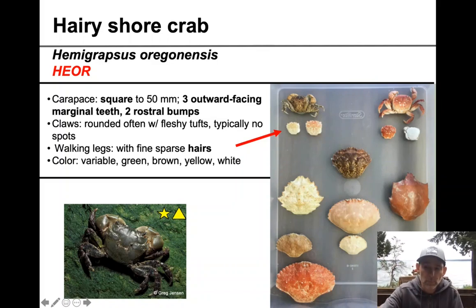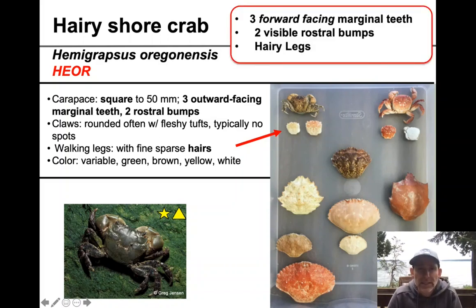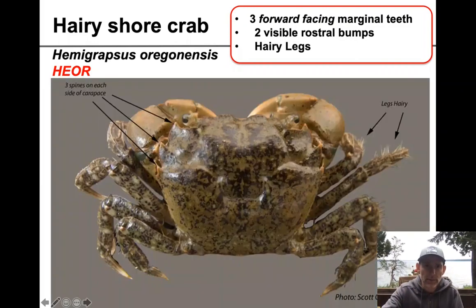So how do you identify them? Well, first of all, they're not very large, but they can be easily distinguished from European green crab because they have 3 forward-facing marginal teeth and 2 visible rostral bumps. They also have exceptionally hairy walking legs. And those walking legs will be important later on, trust me. So these are the features that we use to differentiate the hairy shore crab from others. So here's a close-up. You can see those 3 spines to the marginal teeth. You see the 2 pronounced rostral bumps, and you see the hairy walking legs.